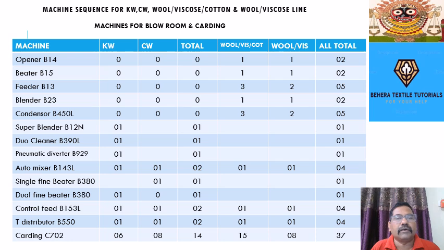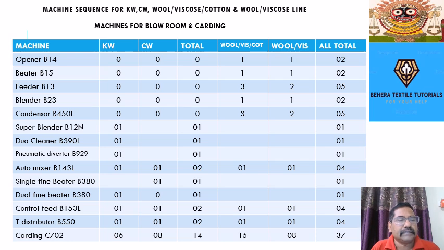You need the opener for opening the wool, and then beater for opening the viscose, then feeder B13 for the blender. You can use it to feed the wool viscose cotton and wool viscose, and this blender you need one line, and condenser for the CB13 you need 3 plus 2, then a super blender and a duo cleaner for the cotton line, then pneumatic diverter, this is to supply to Unimix, and auto mixer, where you can take KW line 1, CW line 1, then wool viscose cotton line 1 and wool viscose line 1.